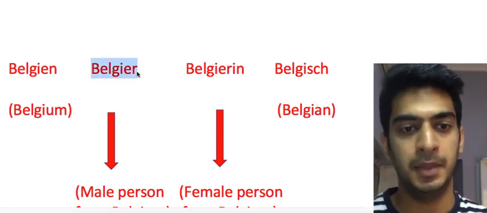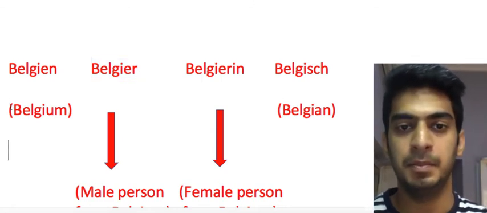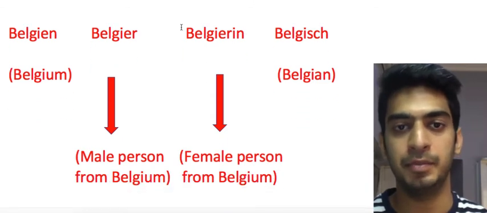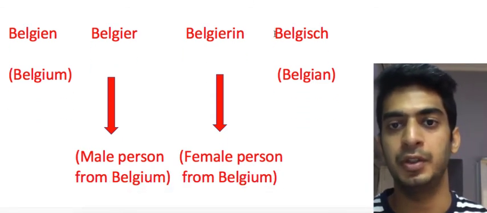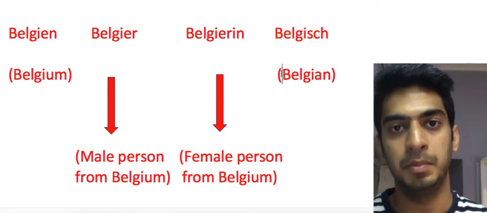Belgien means Belgium. Belgier, male person from Belgium. Belgierin, female person from Belgium. Language, Belgisch, Belgian language.